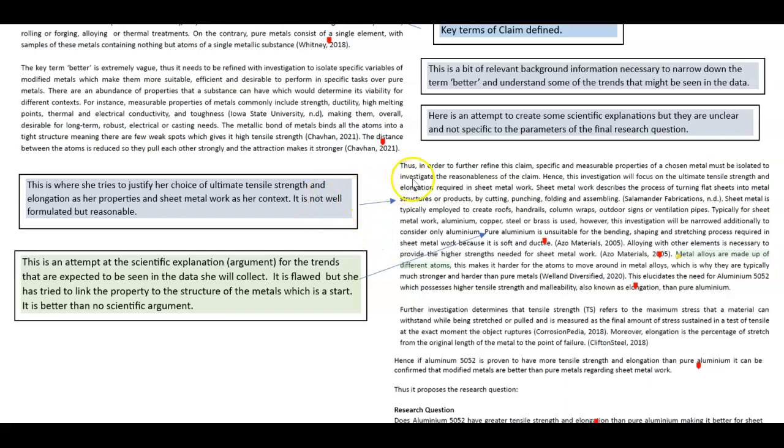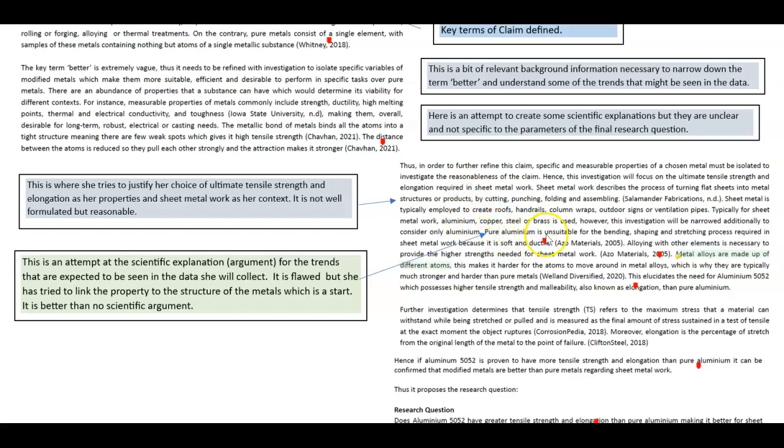Then she goes on to try to justify why she chose ultimate tensile strength and elongation as her properties and sheet metal work as her context. There's elements of what needs to be there, but it's not well formulated, but it's reasonable. So she probably got a reasonable rationale for her mark for this part.